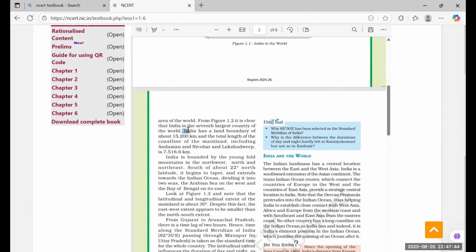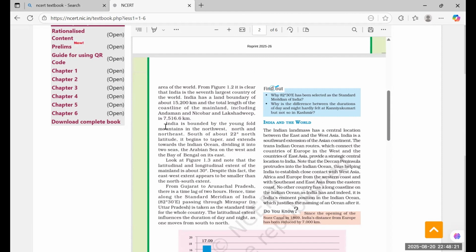Talking about the next point, India has a land boundary of 15,200 kilometers, and the total length of the coastline of the mainland, including Andaman and Nicobar and Lakshadweep, is 7516.6 kilometers. So two topics, describe the location of India and describe the size of India, can be perfectly done with the help of exactly these 5 points.